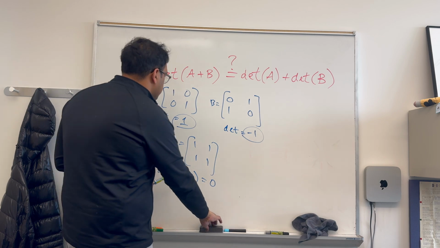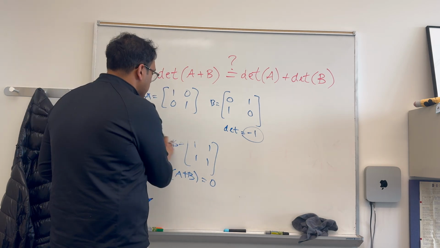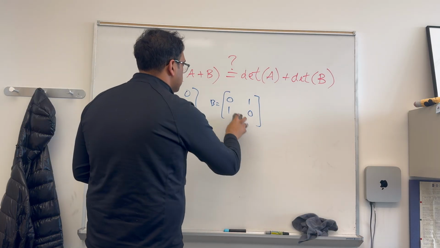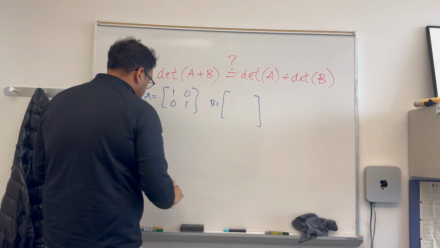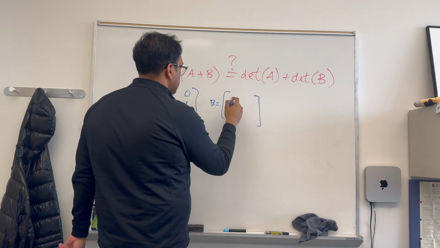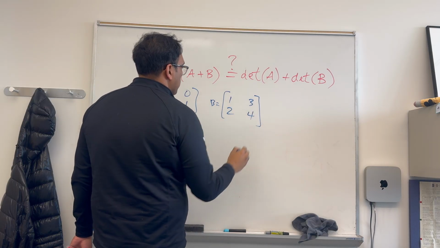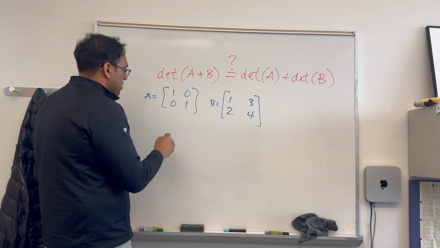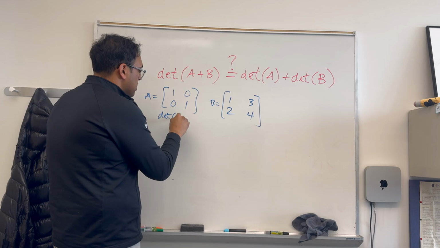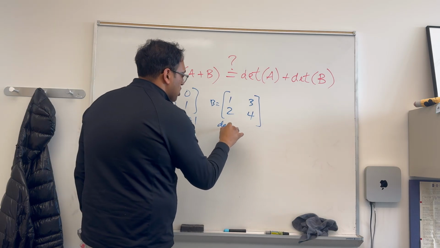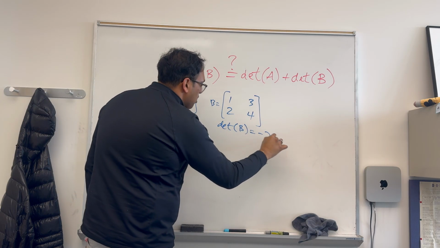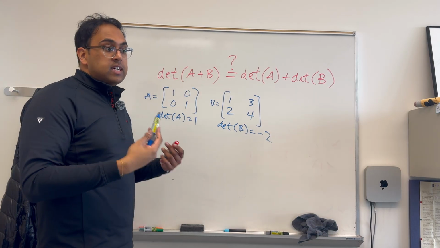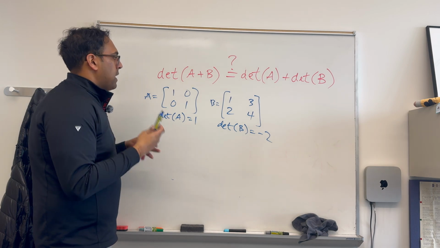So why don't we try another example? Why don't I do, let's see, something that's not the identity matrix or super related to it here. Like, why don't I do a 1, 2, 3, 4 here? Okay, this is the same matrix we saw in an earlier example. This thing's determinant is still 1. This determinant is still minus 2, which we got from 4 minus 6. Now the question is, when we add these two matrices, is its determinant minus 1?